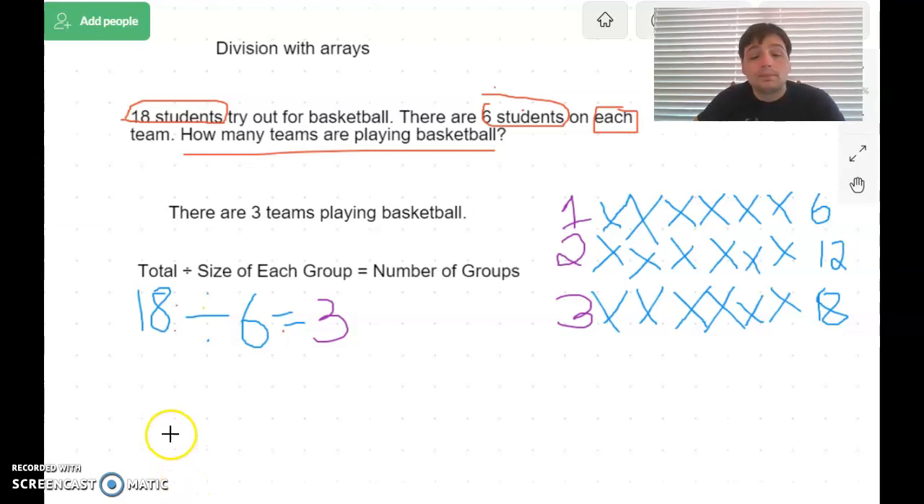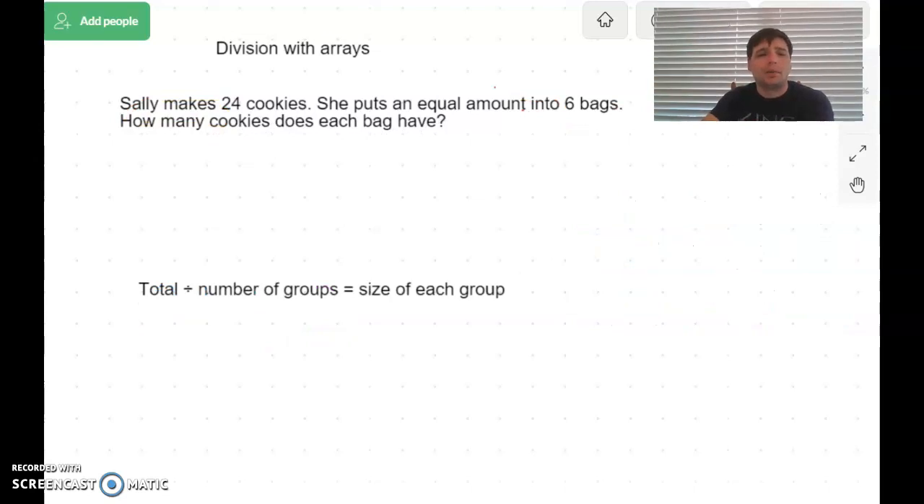Okay. Let's try a different type of division problem now. So let's talk about a different problem. This time, we're going to talk about one where I know the total, and I know the number of groups, and I'm trying to find out how many are in each group.